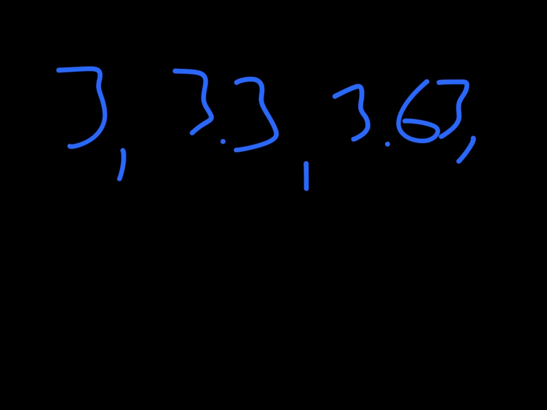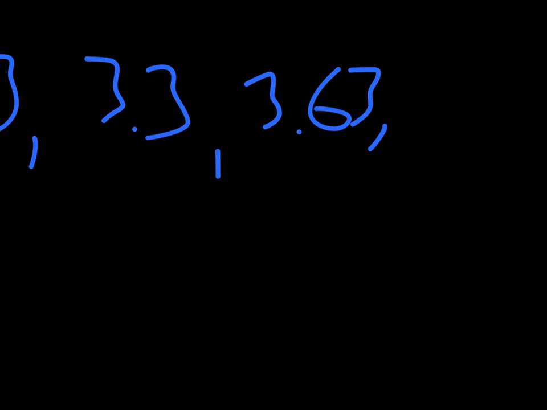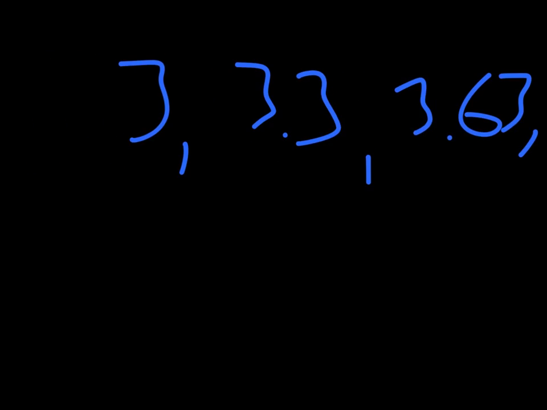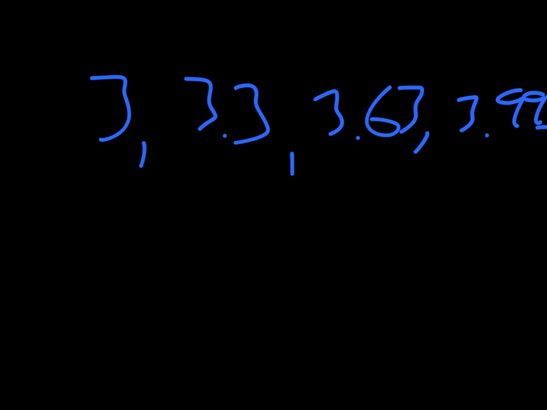What's another one? 3, 3.3, 3.63, and the next one is 3.993. Alrighty. Okay, so this one is quite simple as well. All you have to notice is what the pattern is, of course. So, is it adding, multiplying, subtracting, or dividing? At this point, we know that the numbers are steadily increasing, so we know it's either going to be adding or multiplying, okay?